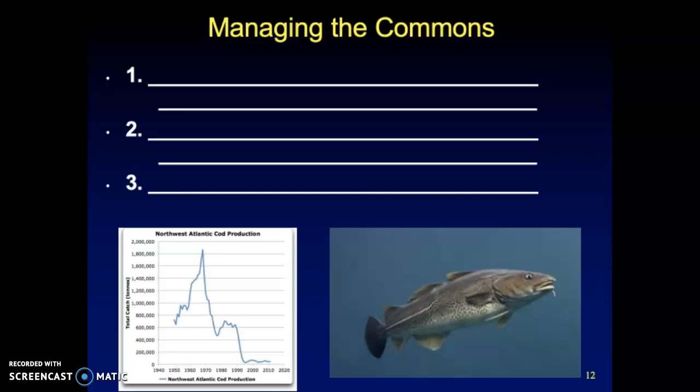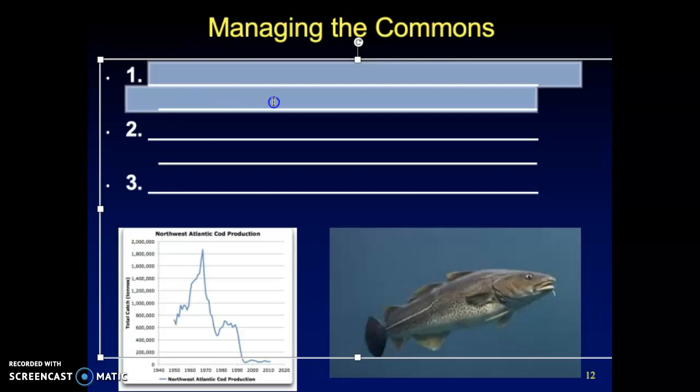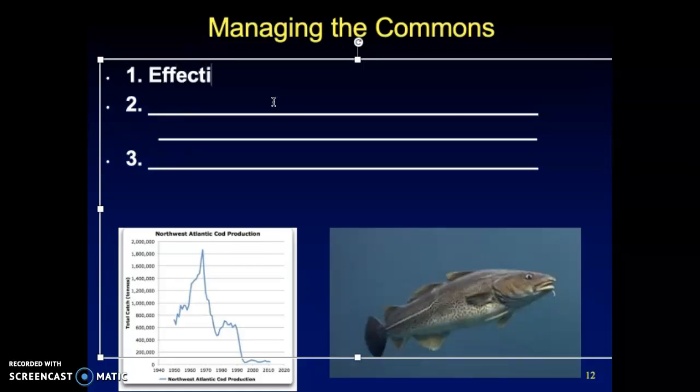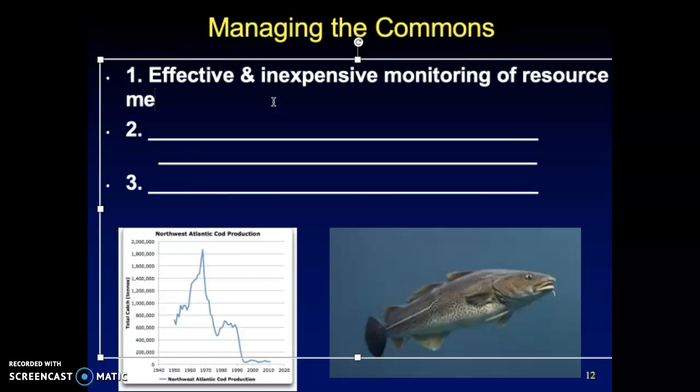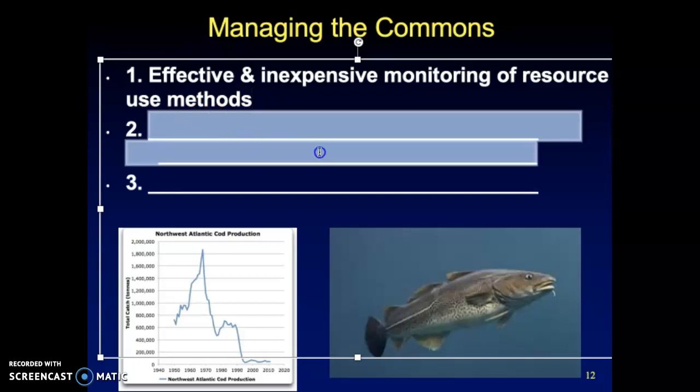There's a lot of possibilities, a lot of hope for it to recover, but you push a species too far down, crash that population, and you may have doomed it to extinction. So to manage the commons, it is possible. It is totally possible. And we have lots of really good stories where we've done this. What we have to figure out are effective and inexpensive monitoring of resource use methods. So how can we keep track of how many fish are being caught? How many of these are being harvested? How many of this is being taken out of the commons? So you got to find a way to do it.